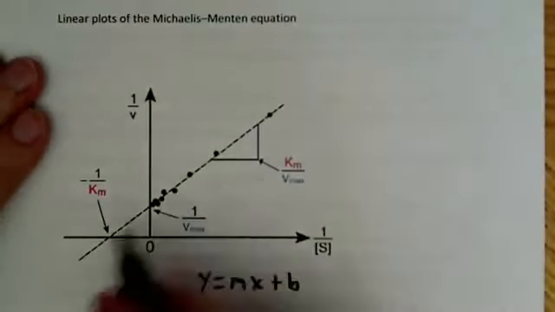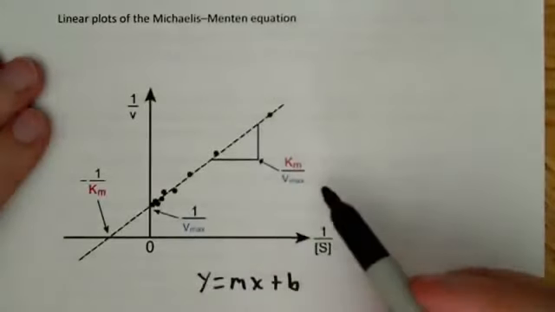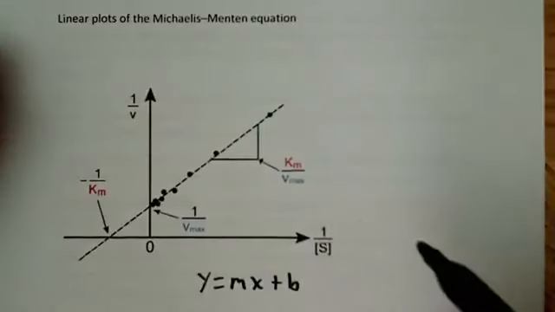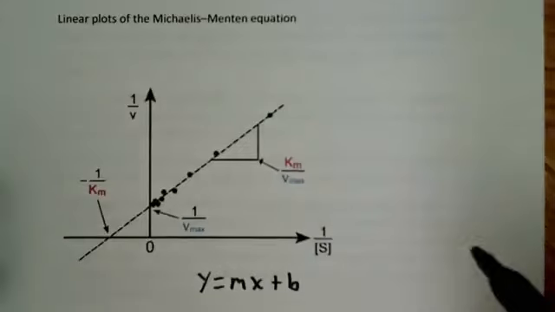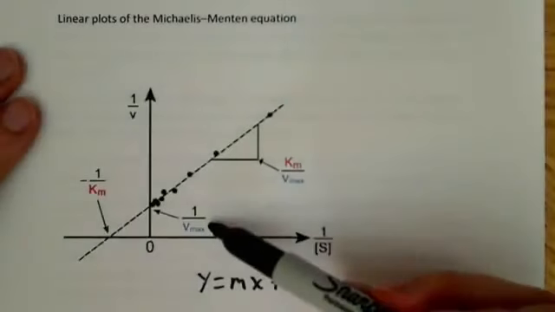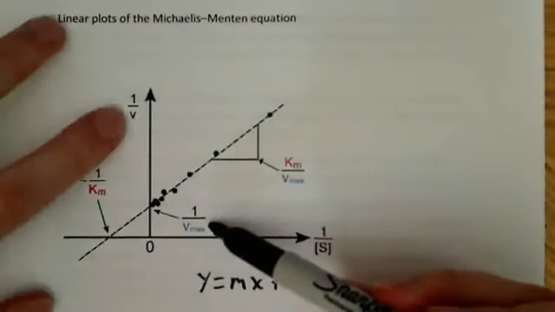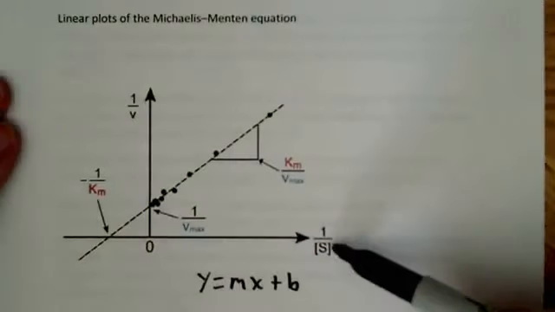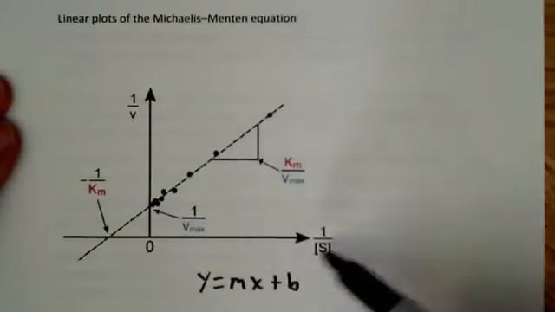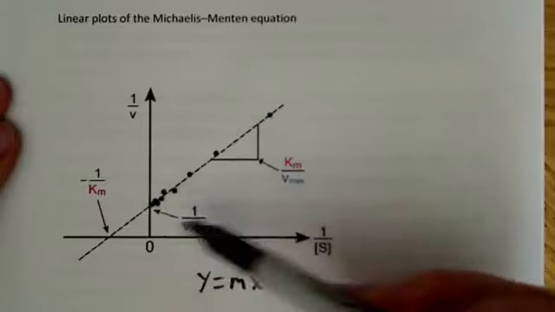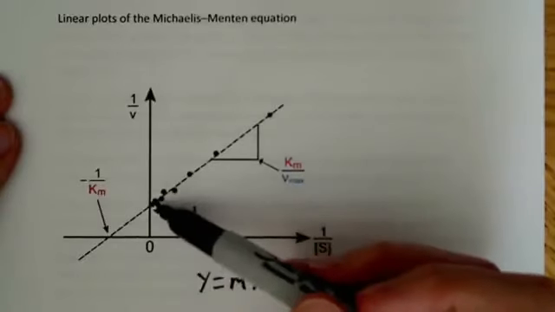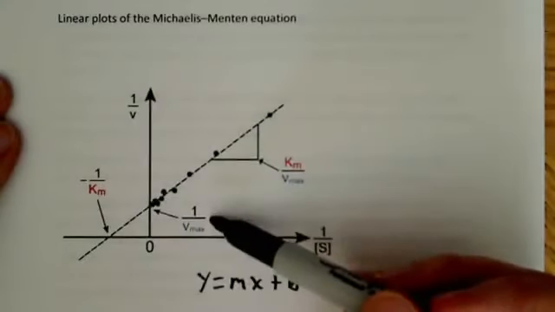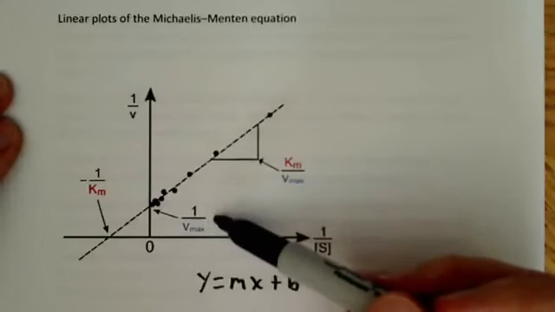And if we look at this line here, and at what these representations are, just like we did in algebra, we want to know about the x-intercept and y-intercept. If we look right here, the axes are 1 over v and 1 over the substrate concentration, and the y-intercept here is 1 over Vmax. So this is a really, really convenient way to get the Vmax.